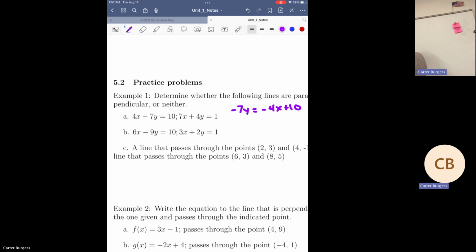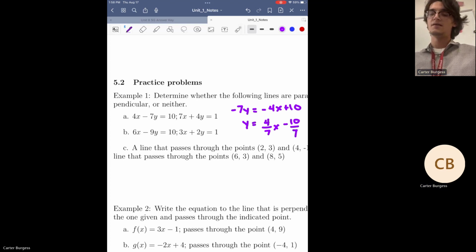And then finally, last step, solving for y, I divide both sides by negative 7. And I get that y is equal to negative 4 divided by negative 7, which is positive 4 over 7 x. Positive 10 divided by negative 7, I get negative 10 over 7. And so what is the slope of this first line here? 4 over 7. That m right there.